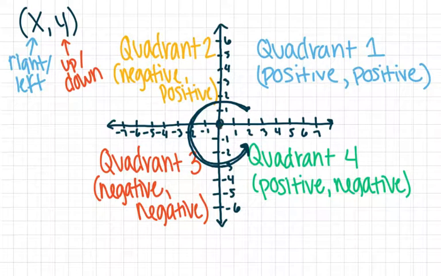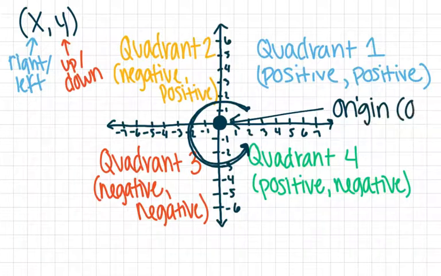Now this one place, this point right here in the middle where everything comes together, is called the origin. It is point 0, 0. It is our starting point. So as we graph, we will start from 0, 0 and then move to the right or the left and then move up or down in order to plot our points.